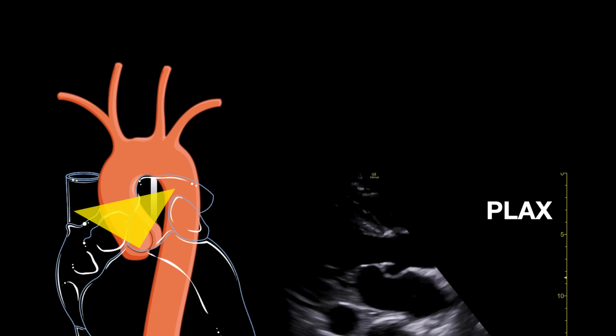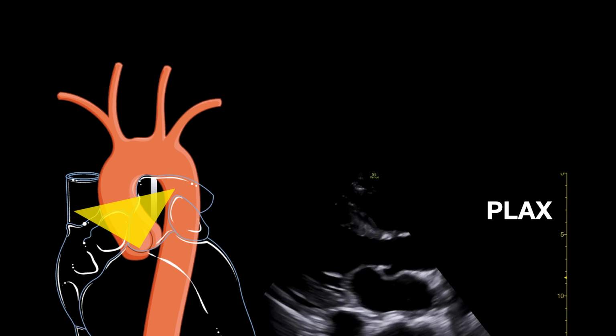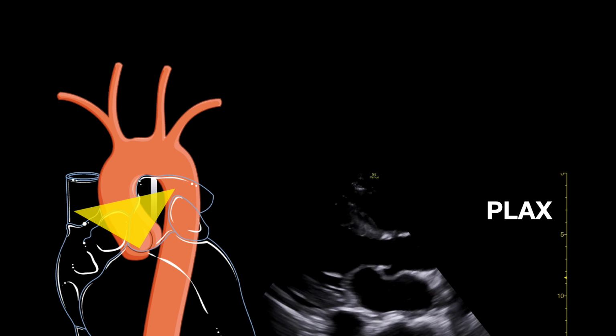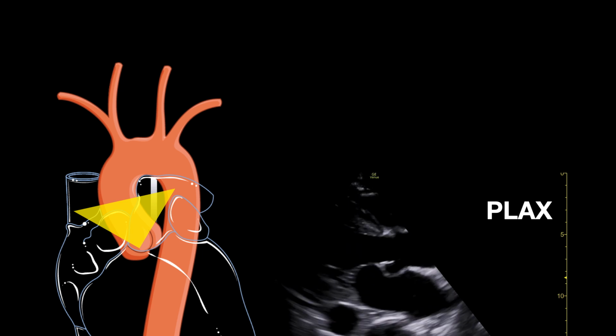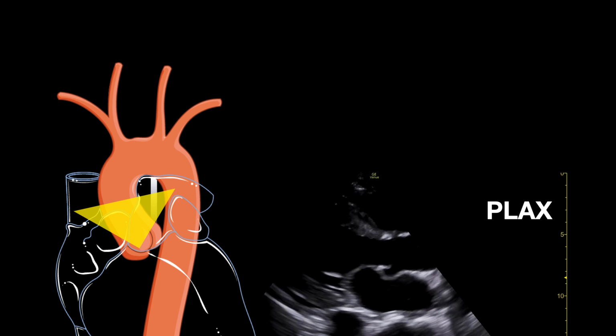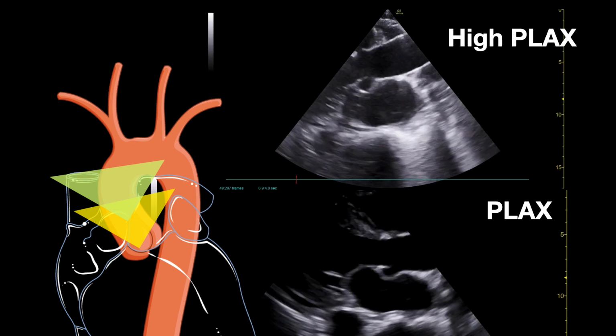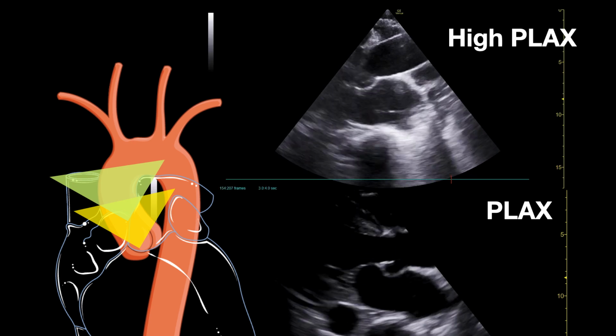Ultrasound views necessary. The first view is parasternal long axis view. It gives us a good view of the aortic valve, the LV outflow, and the aortic root. Vast majority of patients with a little bit of adjustment, we can go a little bit further north and we can see more of the ascending aorta.